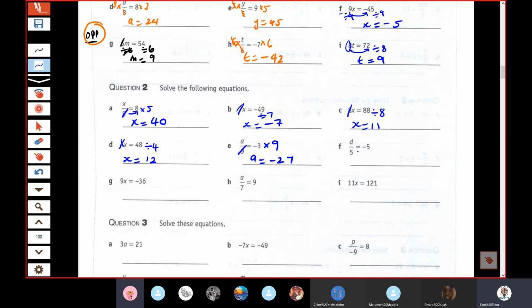F, Cindy, negative 5 times 5. Oh, that was me again. Hold on. Okay, sorry, go again. Negative 5 times 5. D equals negative 25.